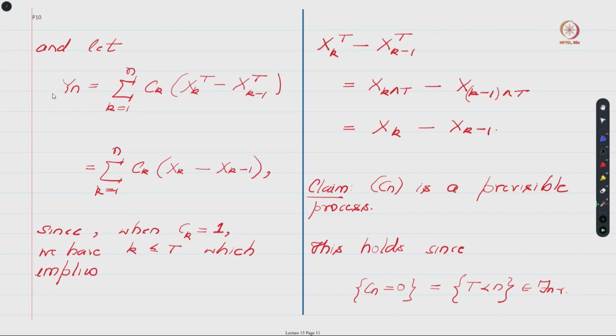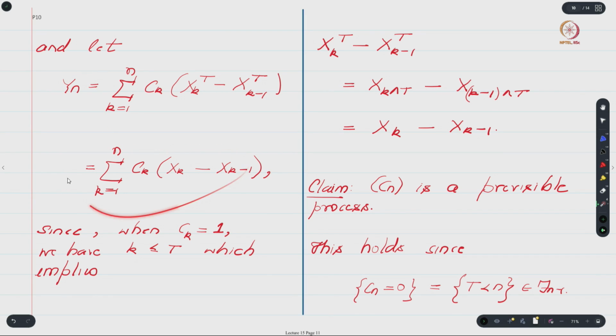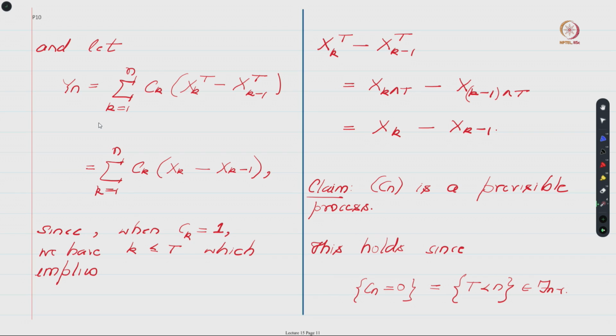However, once we have this relation, we can easily conclude something. First, we can see that Cn is a predictable process, and I will show you how that can be shown. But if Cn is a predictable process, then one can use one of the results that we have proved earlier to show that Yn must be a supermartingale. Since Xn is a supermartingale, Yn will also be a supermartingale. So that fact we can immediately conclude.